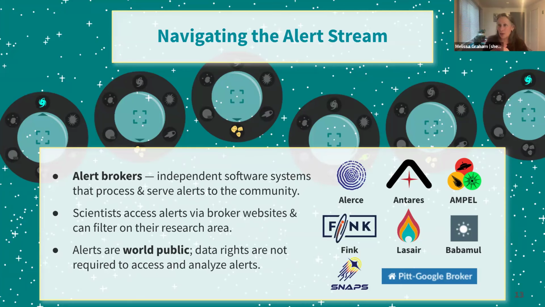So, as users of the alert stream, you are going to be interacting with alert brokers. Alert brokers are independent software systems that process and serve alerts to the community. They are being built independently of Rubin Observatory. So, as a scientist, you access alerts via the broker websites and you can filter on your research area. And as a final note, alerts are world public. Data rights are not required to access and analyze alerts. Over at the lower right here, there are some nice logos for 8 of the brokers, just 8 of the brokers that have logos.